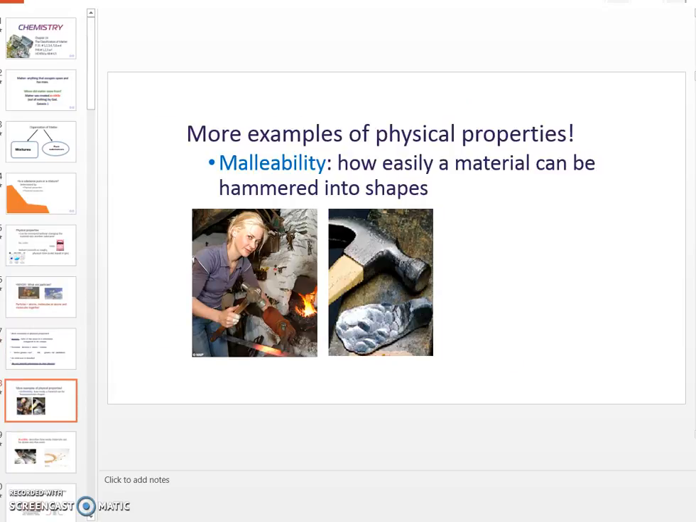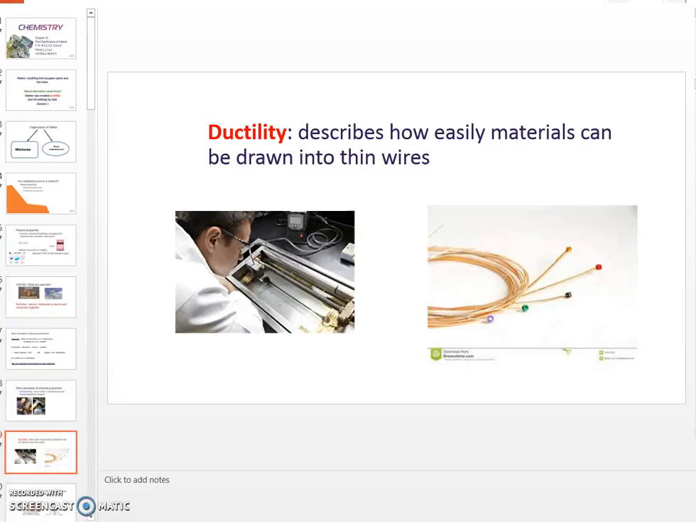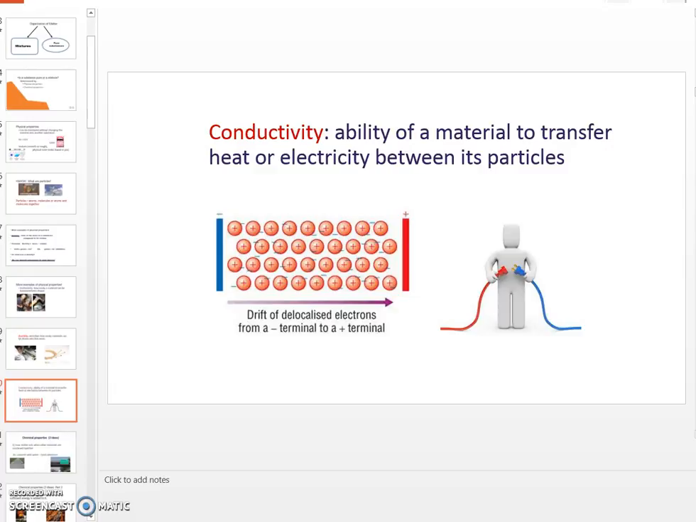Okay, we can also talk about malleability. How can a metal be shaped? That would be kind of important. Ductility describes how easily the material can be drawn into pretty thin wires. Conductivity is how well the material transfers heat or electricity between the particles.